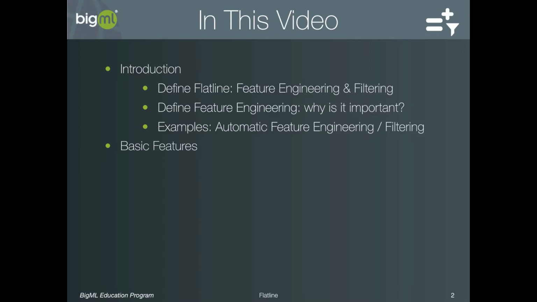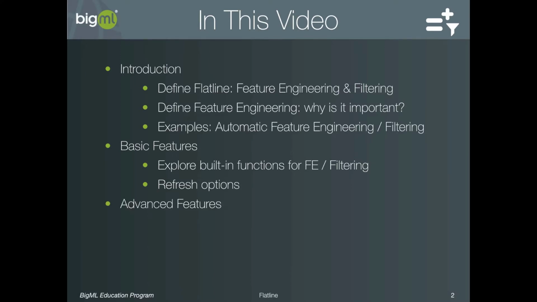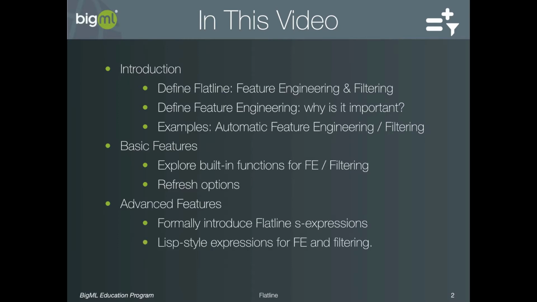In the basic section, we will explore the built-in functions available for feature engineering and filtering. And we will explain the options for refreshing the type and preferred status detection when creating new fields. In the advanced section, we will formally introduce Flatline Expressions, which enable the full capabilities of Flatline to perform complex feature creation using Lisp-style expressions. We will then go through several demos of creating custom transformations using these Flatline expressions.